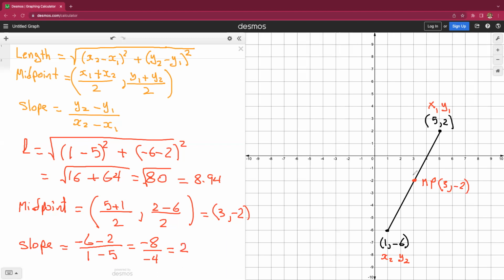So that means this rises 2, runs 1. See, if you rise 2, run 1, you get there. So slope is basically rise over run. You could also find the slope by just drawing a triangle through the 2 points.